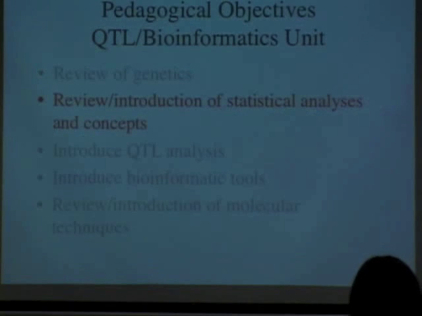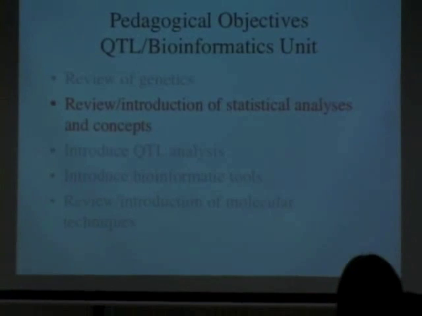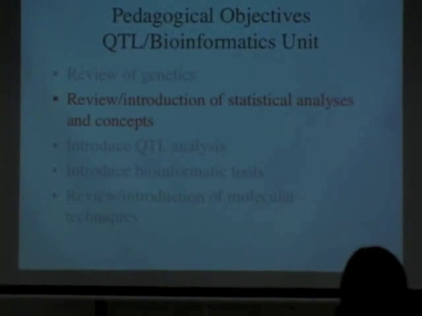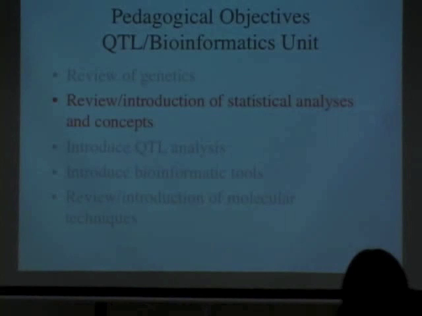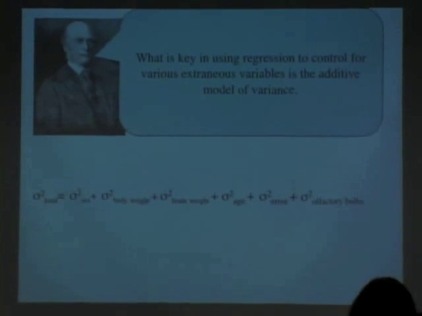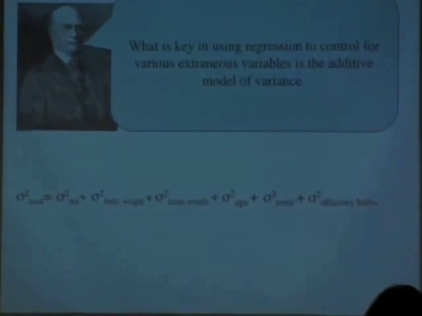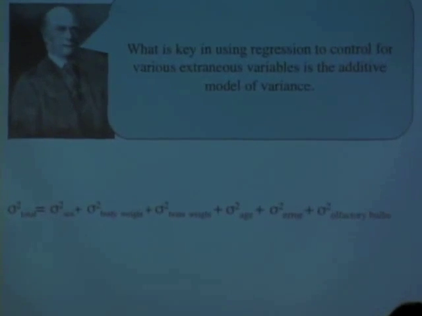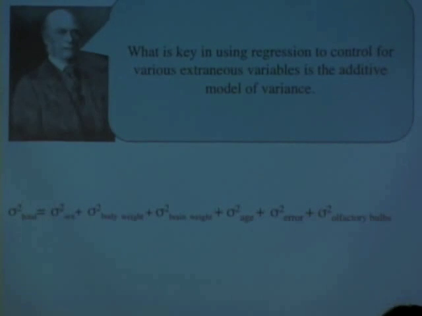Okay, so again, one of my first objectives was a small review of genetics. And then one of my other big objectives for this unit was a review or introduction of statistical analyses and concepts. So let's talk about what we saw with regard to statistics. One of the big things we got into here with my buddy Sir Francis Galton is regression. And we talked about variance, and that you could take variance and partition it into its various components, all right?